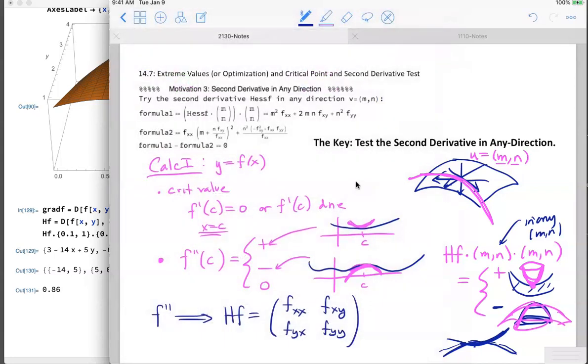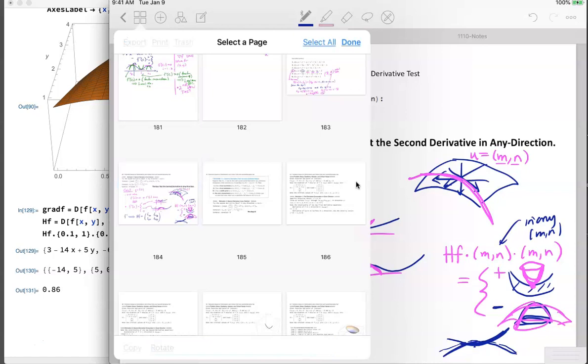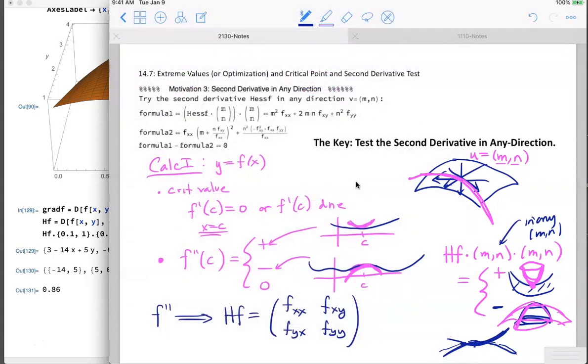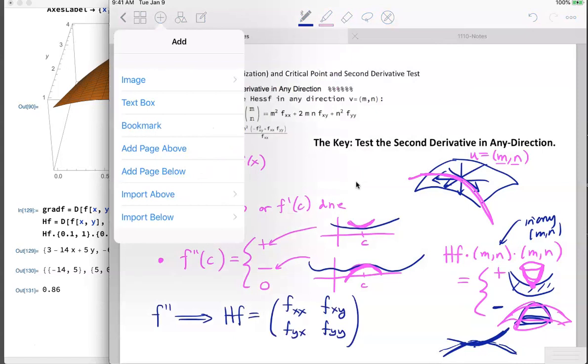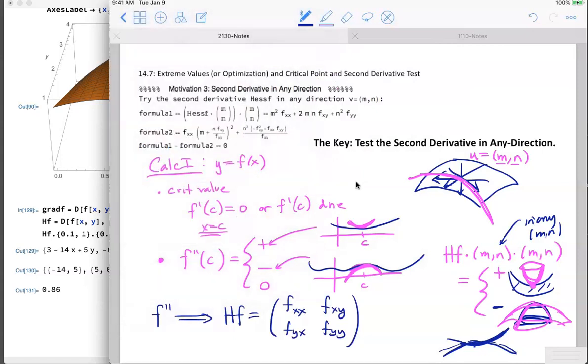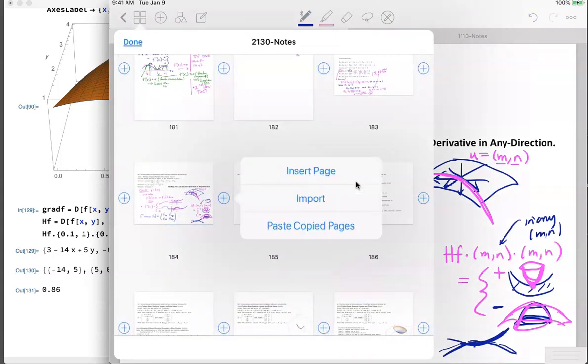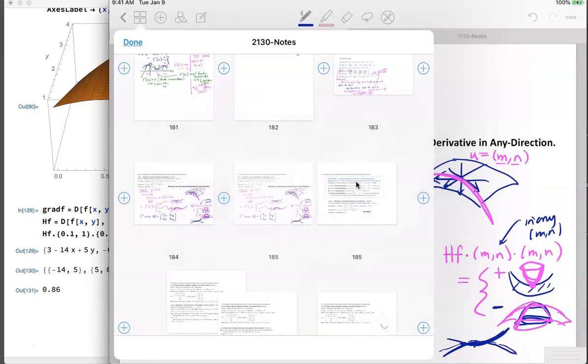So let me see. Let me copy this page. And then we'll move on with the analytic part for computing. Oh, sorry. Sorry, I'm trying to just copy this page. Copy pages. Okay.